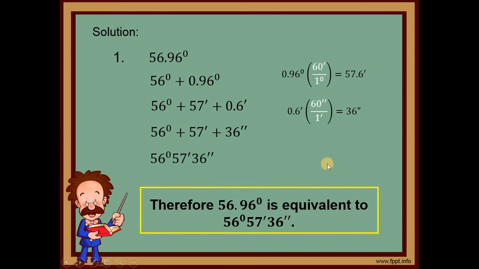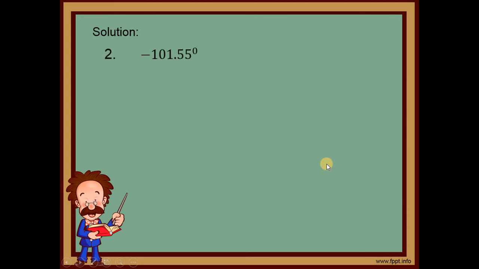Okay, so let's move on to the second question. So we have the solution. Kagaya nung sa unang example natin, ito ay can be written as negative 101 degrees plus 0.55 degrees. So, itong less than a degree, pwede natin i-convert into minutes. Multiply natin sa 60 minutes over 1 degree, kung saan makakancel yung degrees. Matitira na lang is yung minutes.